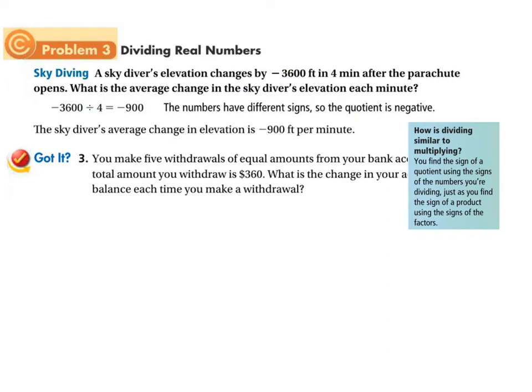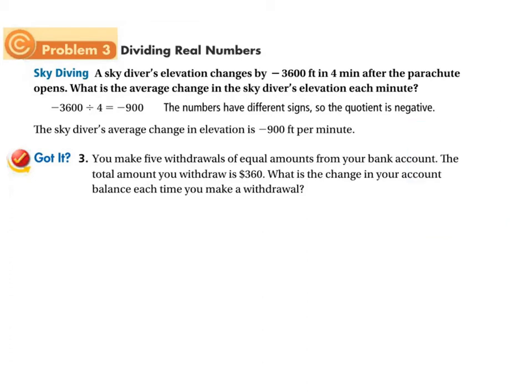Okay, so here's your got it problem. You make 5 withdrawals from your bank of equal amounts. And the total you withdrew was $360. So if it's a withdrawal, that's a negative number because it's dropping, negative 360, and you want to split that amount total. You want to say that was because of 5 equal withdrawals, each one being some small part of it. So negative 360 divided by 5, what's the change in your account each time you made a withdrawal? How much did it drop by? If it drops by 360 total after 5 equal withdrawals.